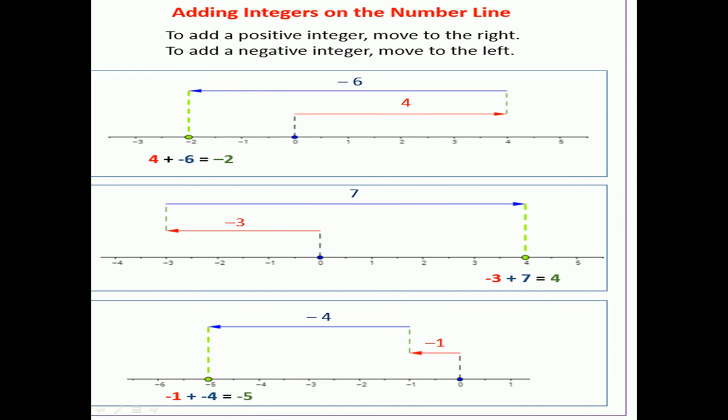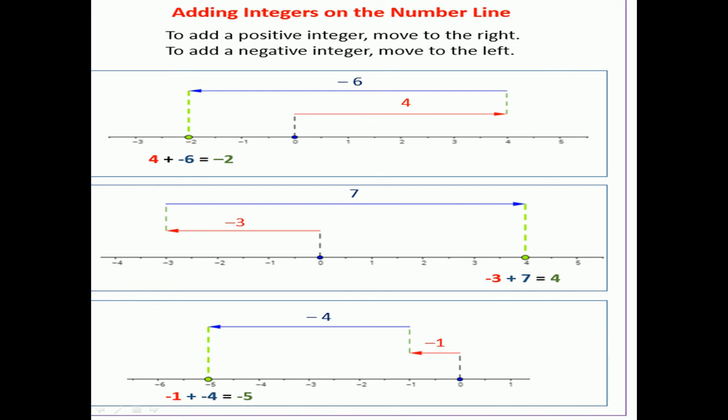Then come to the second rule. To add a negative integer, move to the left. If we have to add a negative integer, we will move towards the left side. For example, you see the second one. You have to add -6 to 4. So what will we do? First of all, we will move from 0 to 4. Then after reaching 4, we will move 6 steps towards the left like this: 1, 2, 3, 4, 5, 6. Where do we reach? We reach at -2. So the answer will be -2.